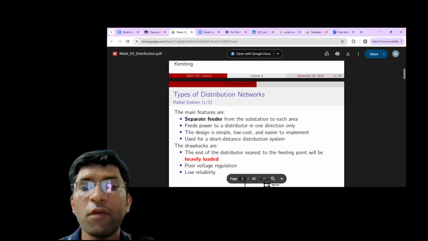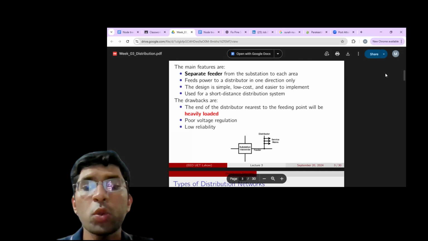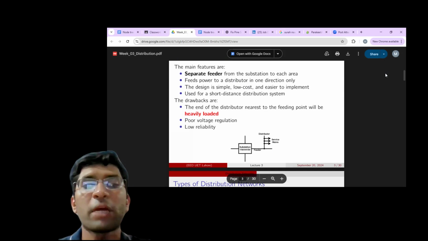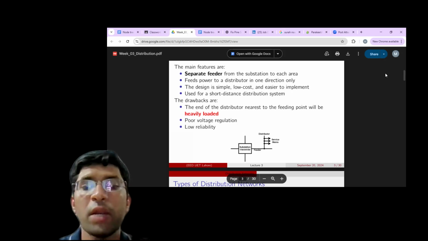The drawbacks I have already described: low reliability. I have taught each and everything, but I want to explain again so that you can read and revise your concepts. The end of the distributor nearest to the feeding point will be heavily loaded. That means the end of the distributor that is nearest to the feeding point is heavily loaded.